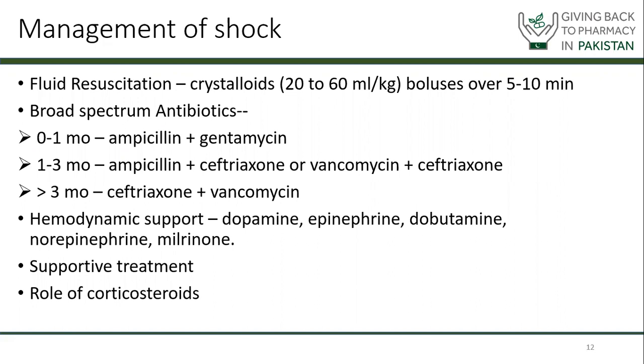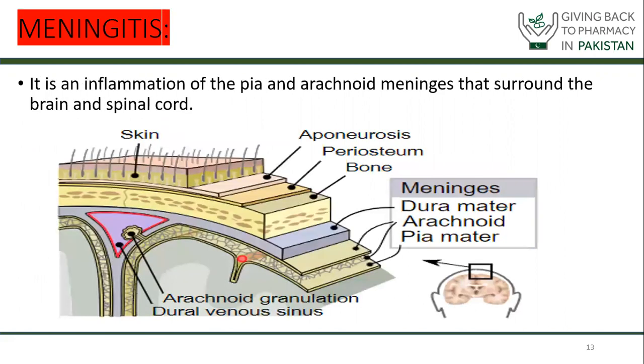Okay, that's it. And now we come to meningitis. Meningitis is an inflammation of the pia and arachnoid meninges that surround the brain and spinal cord. As we know, there are three layers of meninges in the brain: dura mater, arachnoid, and pia mater. So in meningitis, two layers, pia mater and arachnoid meninges, are affected.